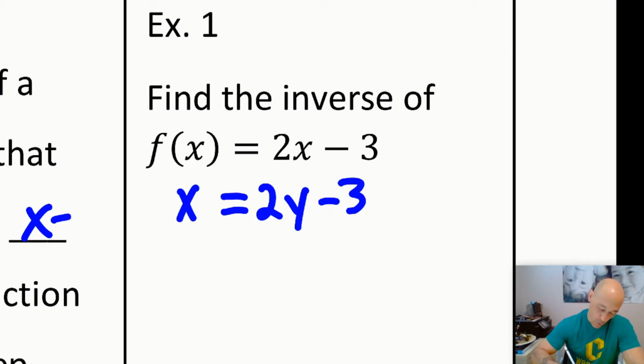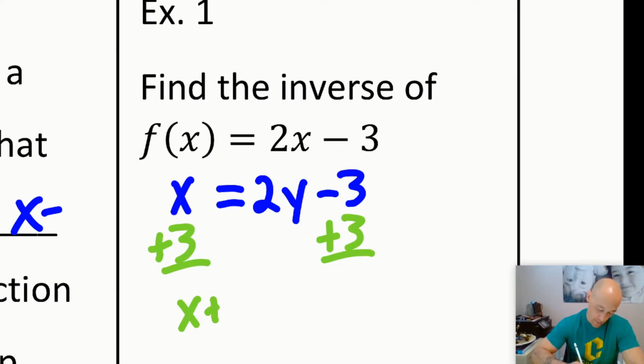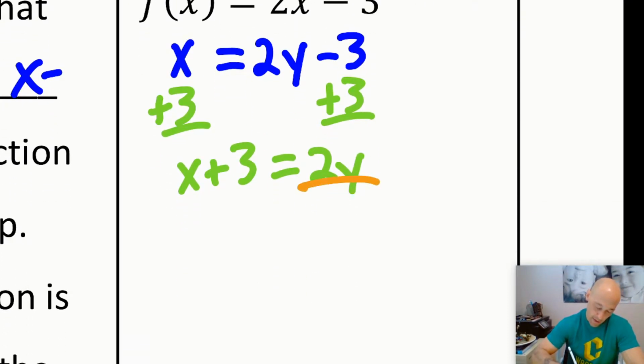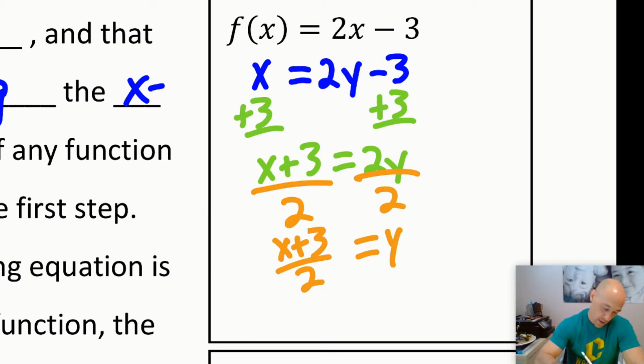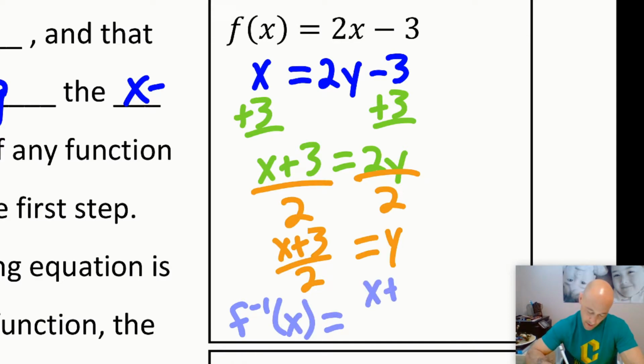Second step is to solve for y. Adding 3 to both sides, we isolate our y term. Dividing by 2, we get our y value by itself. So we have y is equal to x plus 3 over 2. So the inverse function of the original function is f inverse of x is equal to the quantity x plus 3 over 2. And that's how we write the inverse function of f as well.